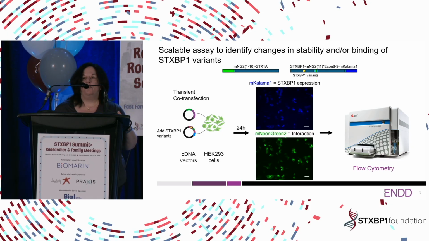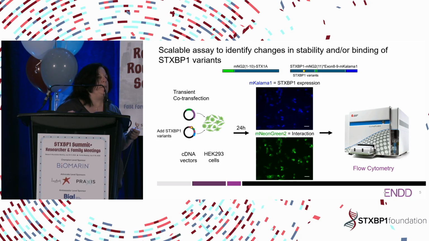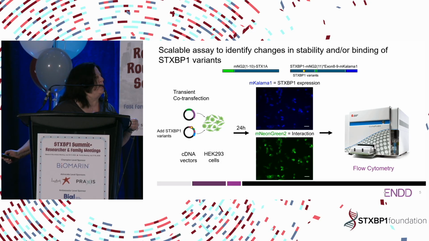Now, this is the workflow of my assay. It's pretty straightforward. I created plasmids of these two, such that we have a plasmid of the neon green with syntaxin, and then that 11th beta sheet with STXBP1 with the C-terminal tag of mCalamari-1, and then I add in STXBP1 variants into the STXBP1 plasmid. Using these vectors, I transfect HEK293 cells, and a day later, they're fluorescent. We have mCalamari-1 blue fluorescence that looks at STXBP1 expression, and neon green, which looks at the interaction. Then for quantitative assessment, I load them onto a flow cytometer.